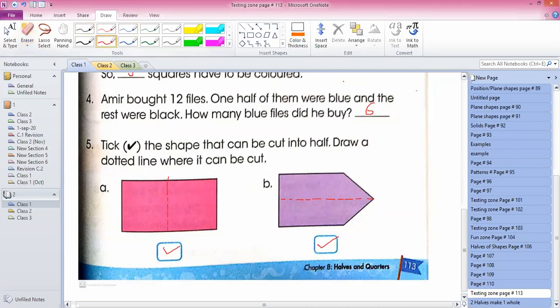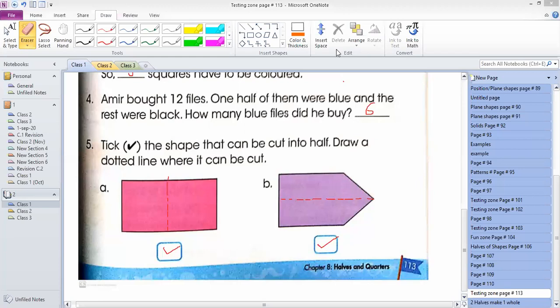And again, guys, I need to revise. If you draw a line like this, we say vertically, and this we say horizontally. So this rectangle can be cut into halves vertically as well as horizontally. But this shape can only be cut into two halves horizontally, not vertically. Is it clear, guys?